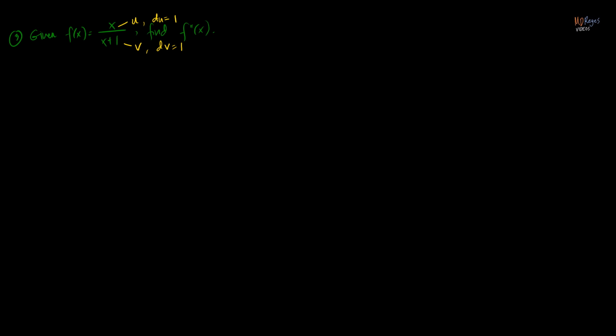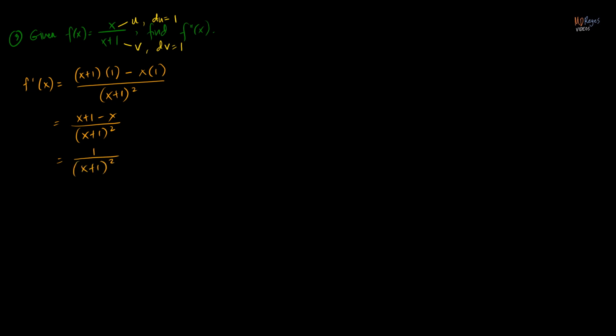Alright, so f prime of x, that is the first derivative of f of x, using the quotient rule, is x plus 1, so that is v times du, minus u times dv, all over v squared. Simplifying, we have x plus 1 minus x over x plus 1 squared. Simplifying further, we have x minus x in the numerator, so we'll be left with 1 over x plus 1, quantity squared. This is f prime of x.